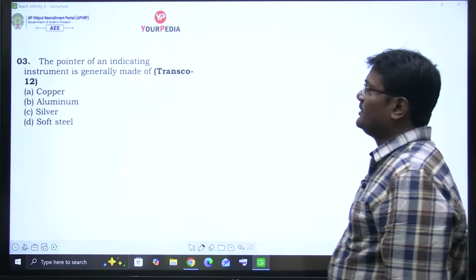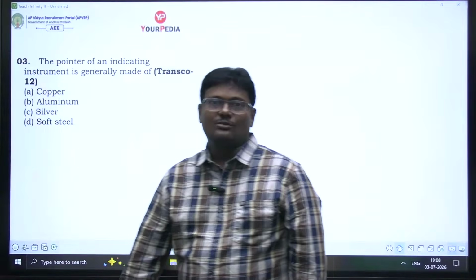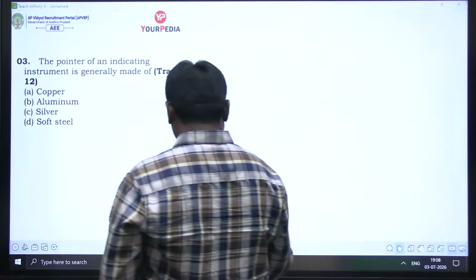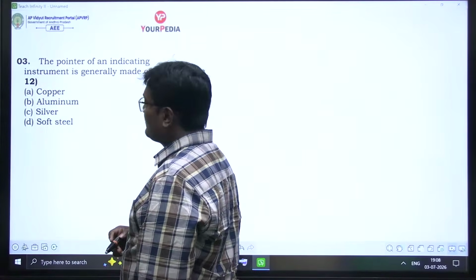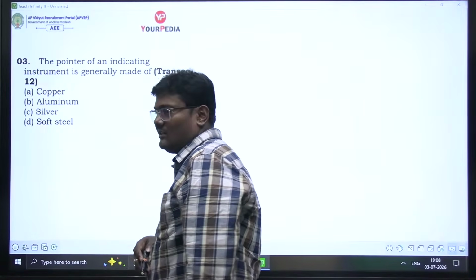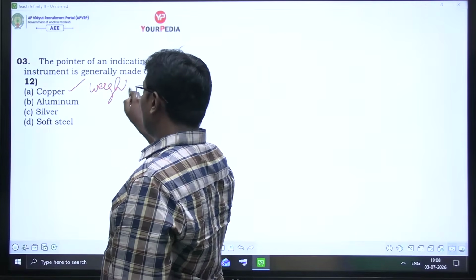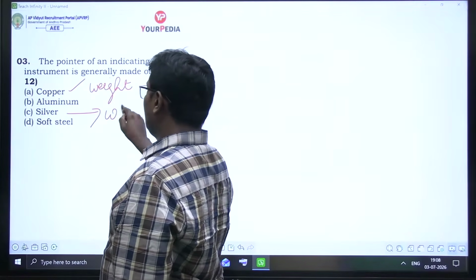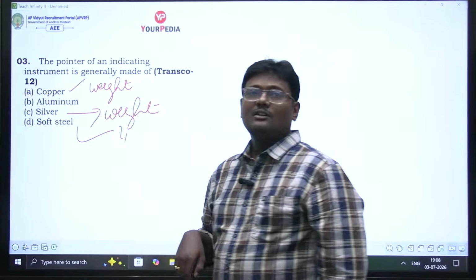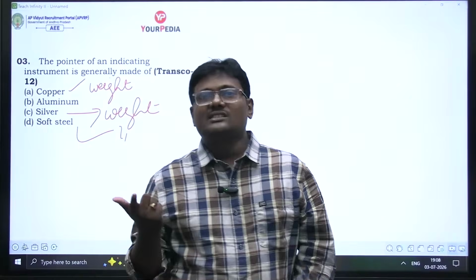The pointer of an indicating instrument is generally made of what? This appeared in Transco 2012. The windings are made up of copper, silver is costly, and soft steel has weight. But aluminum, the pointer is made up of aluminum. Why? Because it has a light weight.